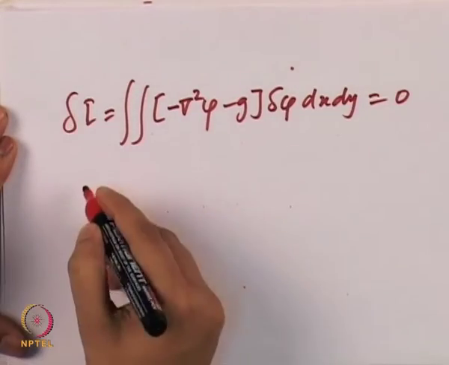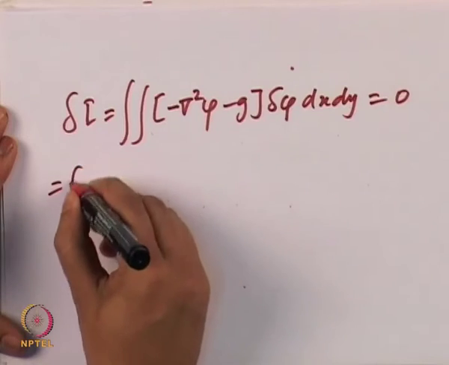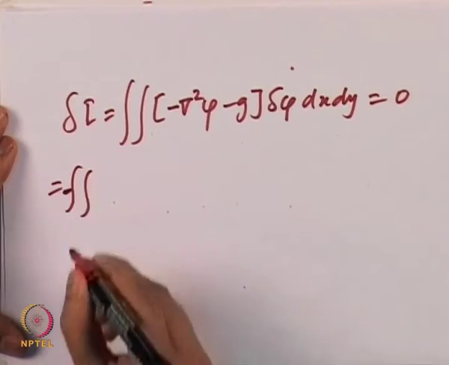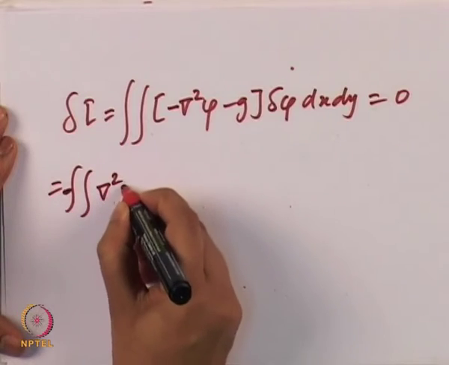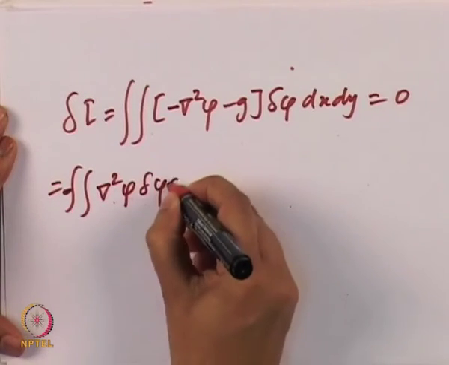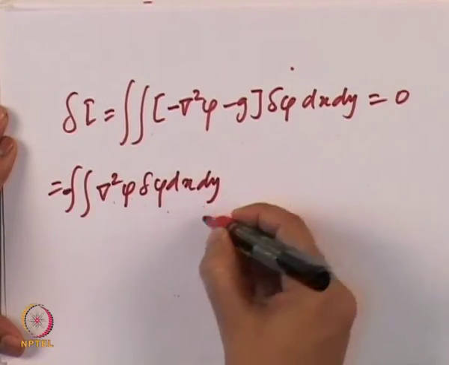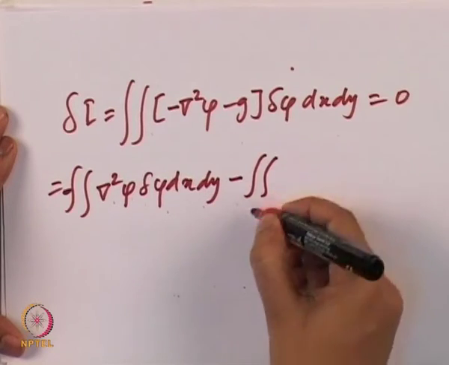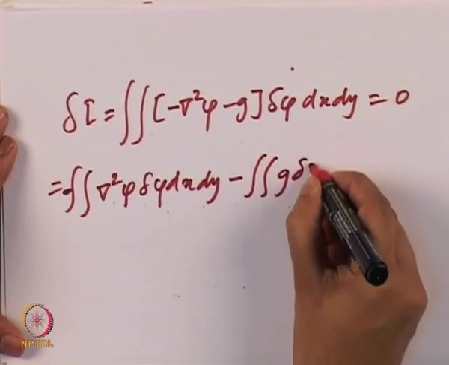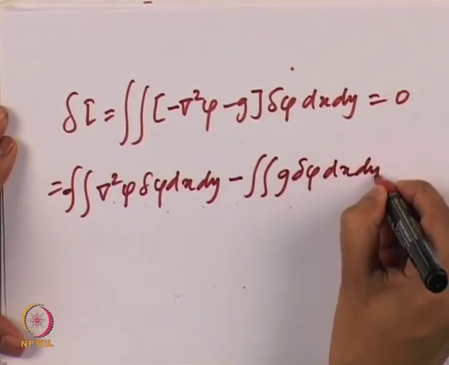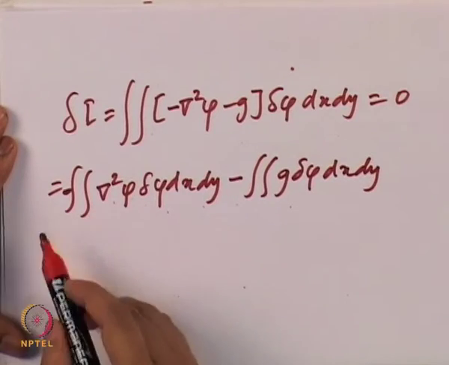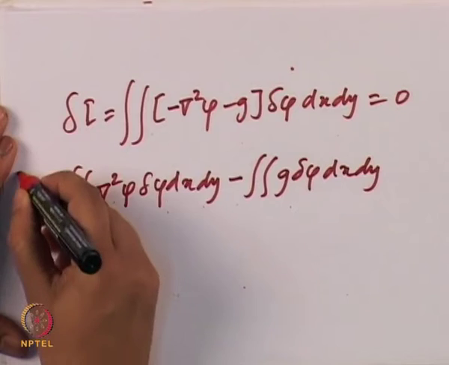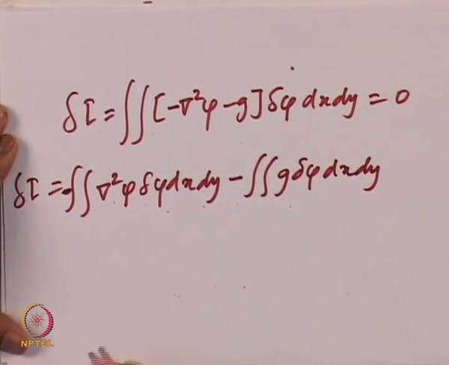So this I can expand as equal to the double integral, I will take the minus out, del square phi dou phi dx dy minus double integral g of dou phi dx dy. So this is the basic expression, and this expression is equal to the value I have given. So this is step number 1.